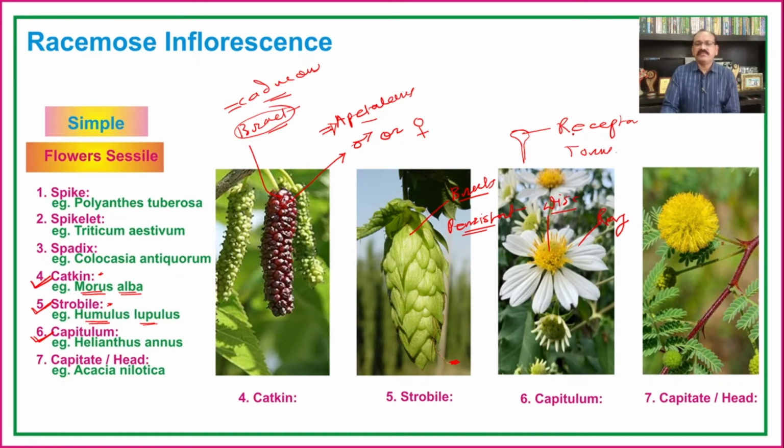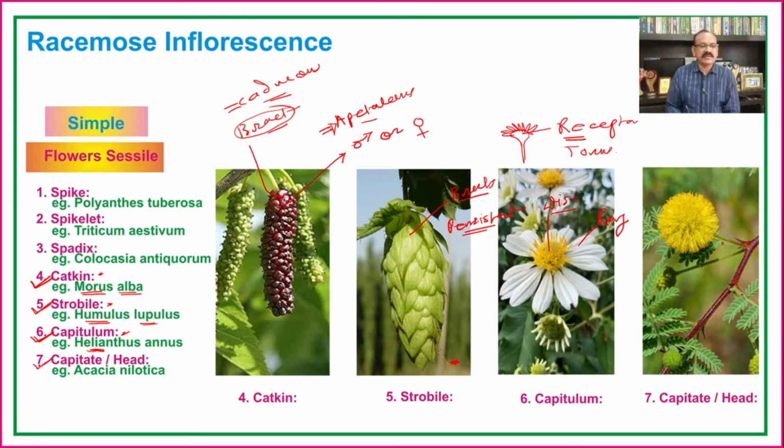But here, if the sessile flowers are developing on the common or compound receptacle, then such a type of inflorescence is known as capitulum type of inflorescence. The best example for this type of inflorescence is Helianthus annuus, sunflower. In the family Asteraceae or Compositae, this inflorescence is very common.